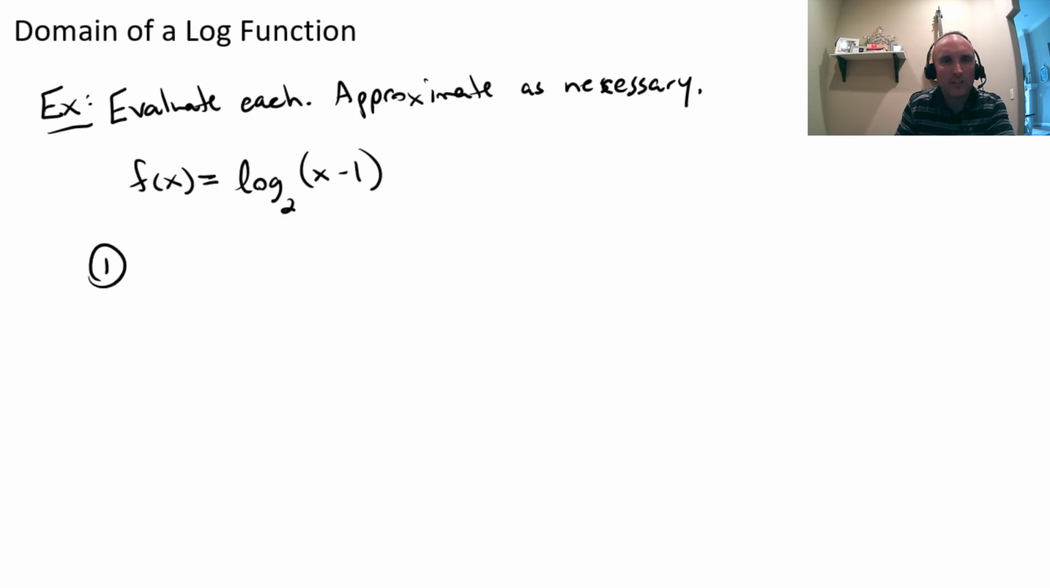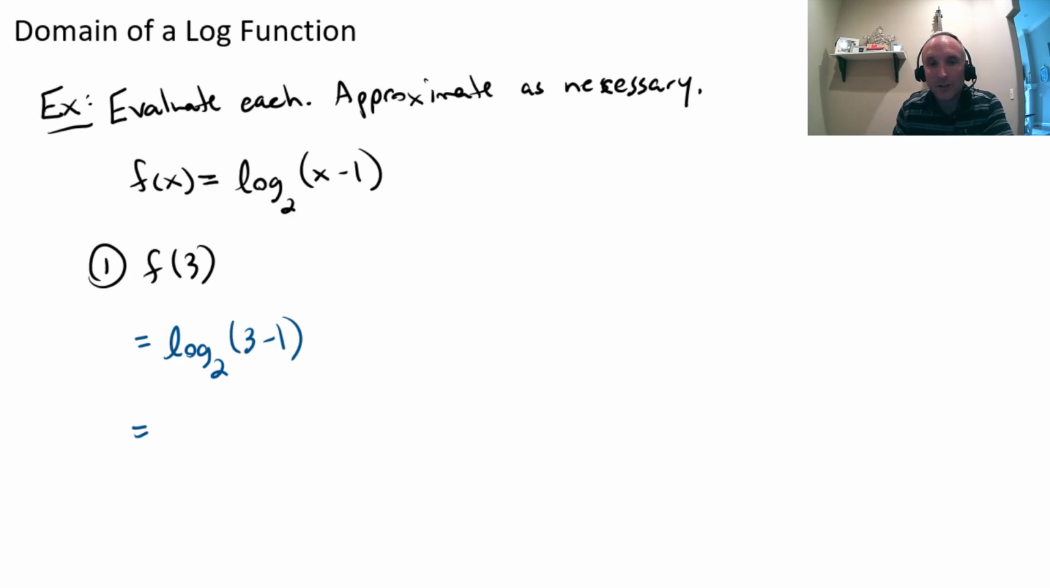And so number 1, let's say we want to evaluate f of 3. Well, f of 3 would mean plug 3 in for x, which would give us log base 2 of 3 minus 1. Notice the use of parentheses here around the argument. They are necessary here because of this minus. We need to incorporate all of that into our argument, so we do that with parentheses. If you're ever unsure, use parentheses to encapsulate your argument.